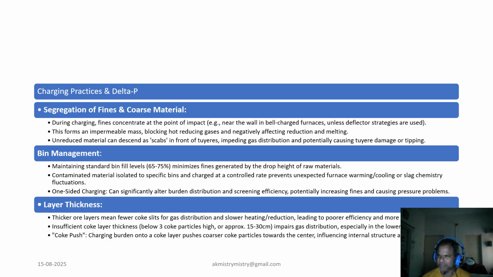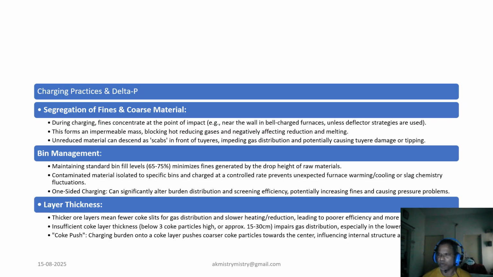Now coming to this slide, which is about how we charge the furnace, which is important, especially in the context of delta P. When we charge the furnace, the fines tend to settle near the wall due to natural granulometry and trajectories. This forms an impermeable zone towards the wall, and when moisture comes in, it becomes more impactful in not allowing the gases through the walls. And there is improper heating of the burden also.